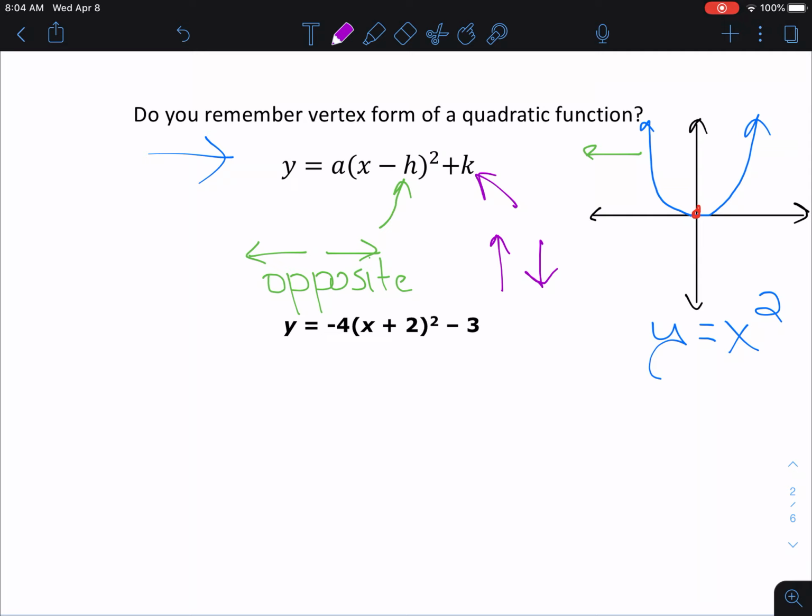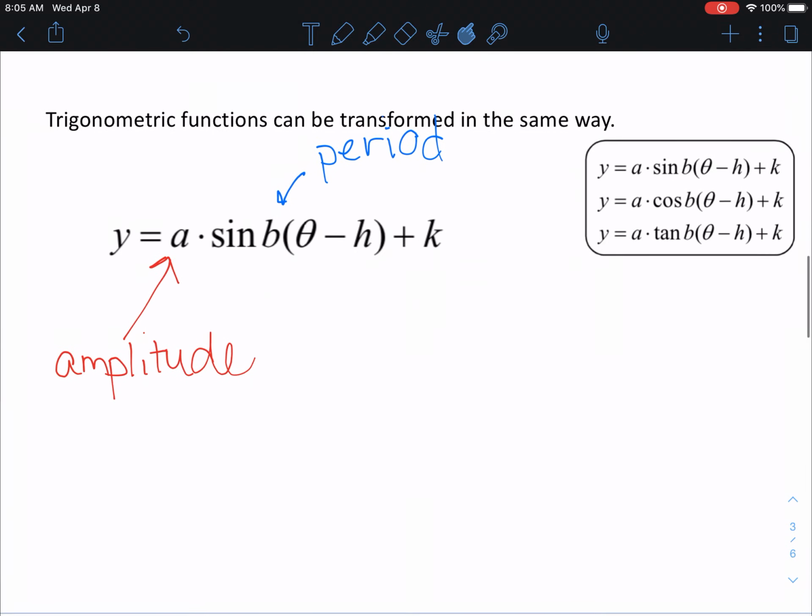So that was really it. If we look at this example here at the bottom, this x plus 2 quantity squared would move the graph to the left 2 units. And the k value is just normal. There's no opposite of what you think. So minus 3 would move the graph down 3 units. That shifted the parent function there in the corner left 2 and down 3. Okay, the reason I bring this up is because we're going to do something very similar today with trig functions.